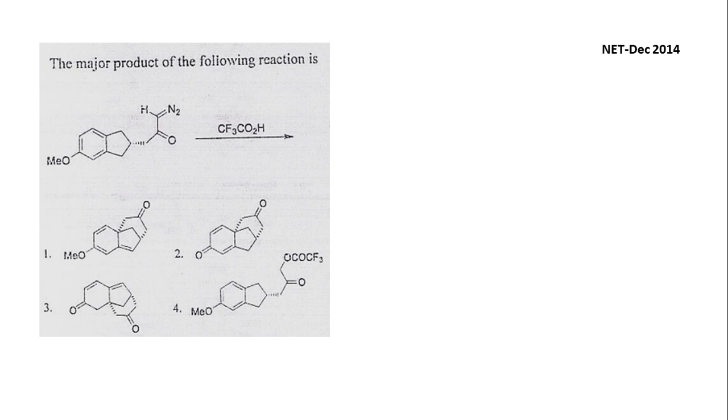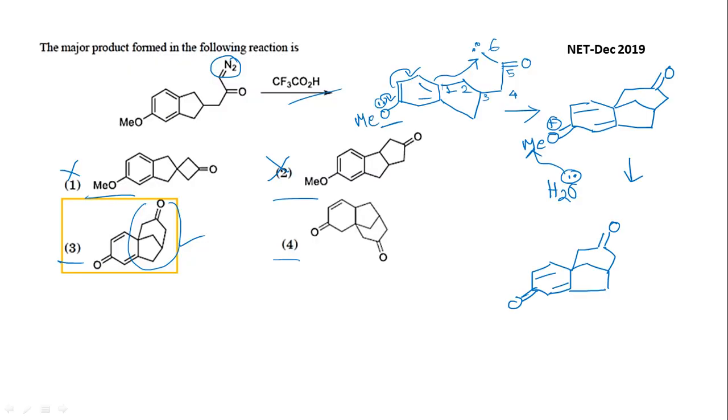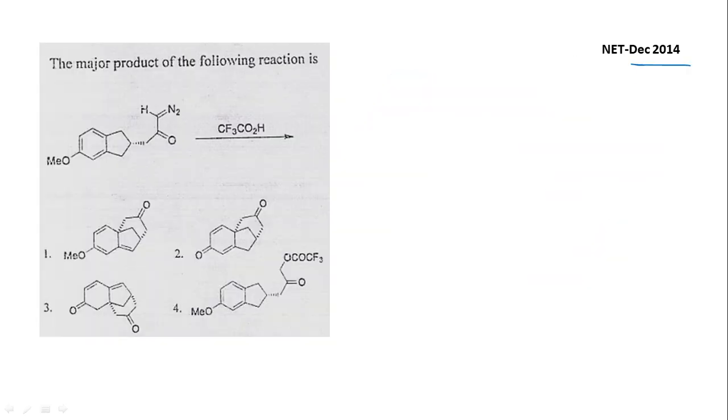Now this problem is from December 2014, and the previous one was from 2019. So from 2019 I have jumped to 2014 because the problem is the same as the previous one. The only difference is that here the stereochemistry is mentioned. Otherwise there is no such difference. Fine. So here also the carbene will be generated at this carbon, and the lone pair will be donated from this carbon, and there will be a newly generated 6-membered ring.